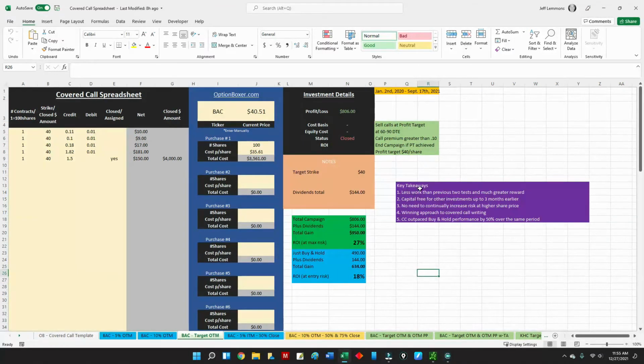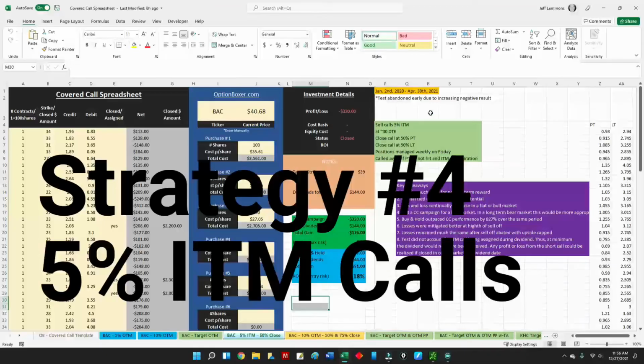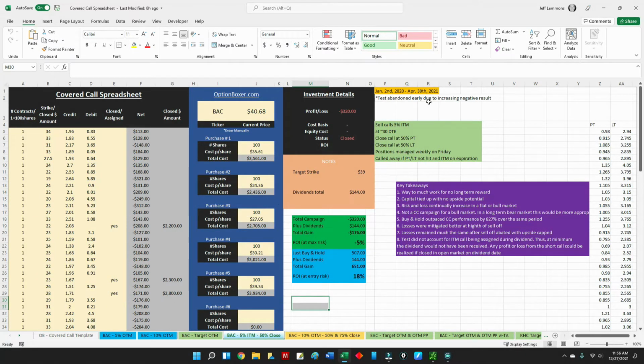So key takeaways were there was less work because there was less management to be done. Capital was freed up 3 months earlier. There was no need to continually increase the risk at a higher share price, and it was a winning approach to covered call writing. The next approach, I actually abandoned it early. You can see here I put a note to myself. I abandoned this strategy early because the negative result was kind of compounding itself.